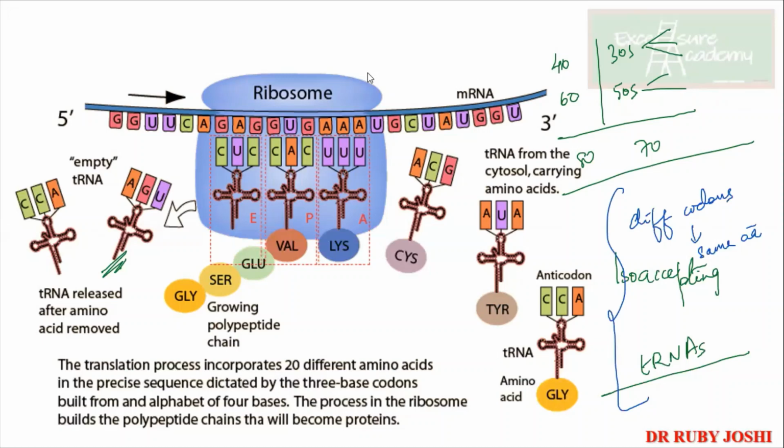ये किसका main काम है? The aminoacyl-tRNA synthetases. Aminoacyl-tRNA synthetases. Okay, so we also know that they are of different classes 1 and 2. Difference क्या है? Class 1 means they are binding at the 2-OH, class 2 means 3-OH at the acceptor arm of the tRNA. Okay, so that's all for the summary of what we have discussed.